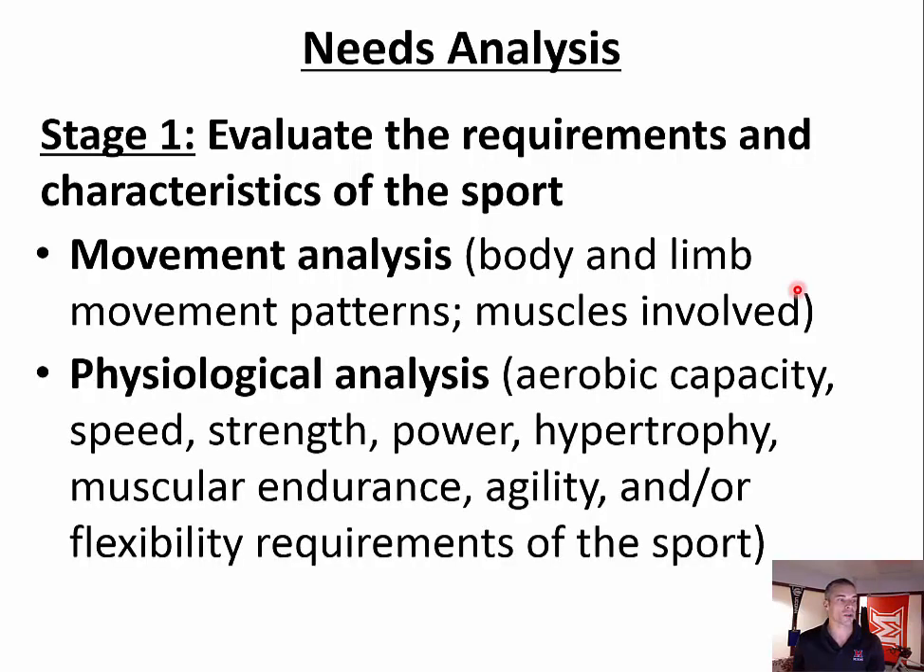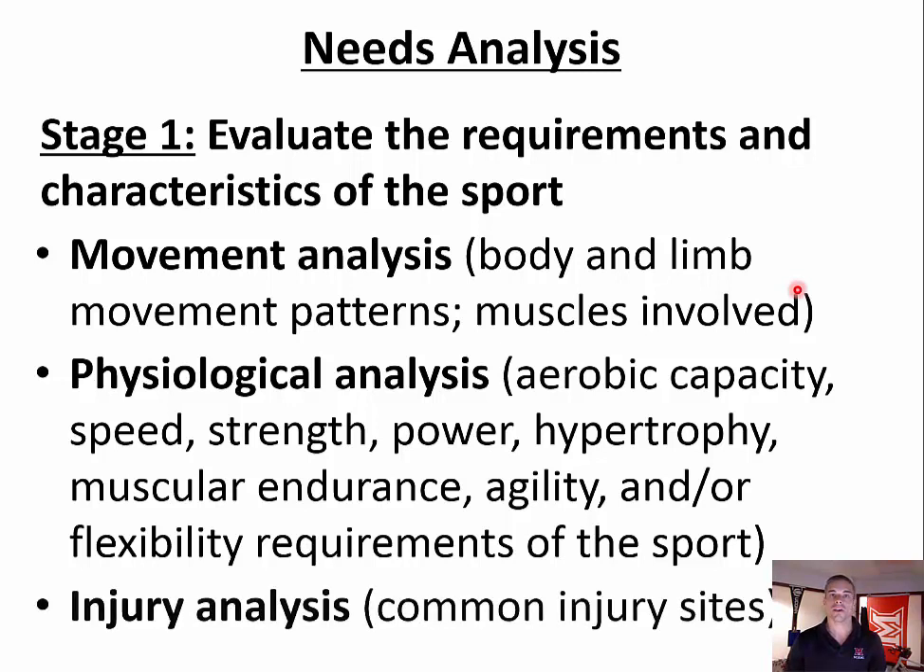Performing next a physiological analysis. So basically determining what are the requirements for performing well in that particular sport or event. Is it going to be a high aerobic capacity, high level speed, strength, power, hypertrophy, or so on? Or is it going to be a combination of many parameters of athletic performance that result in successful performance in that particular sport or event? We also have to consider injury here as part of this stage one of the needs analysis. So what are some common injury sites based upon the sport or the athlete?